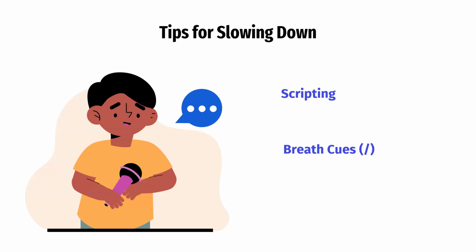You can also practice your breath cues. Try taking a breath every 2 to 3 sentences. Mark your script or speaker notes with slashes or whatever symbol you like to remind yourself where to pause. Use those breaks to reset and refocus. They slow you down naturally, and your brain catches up to your mouth during those pauses, which makes your delivery more clear and confident.